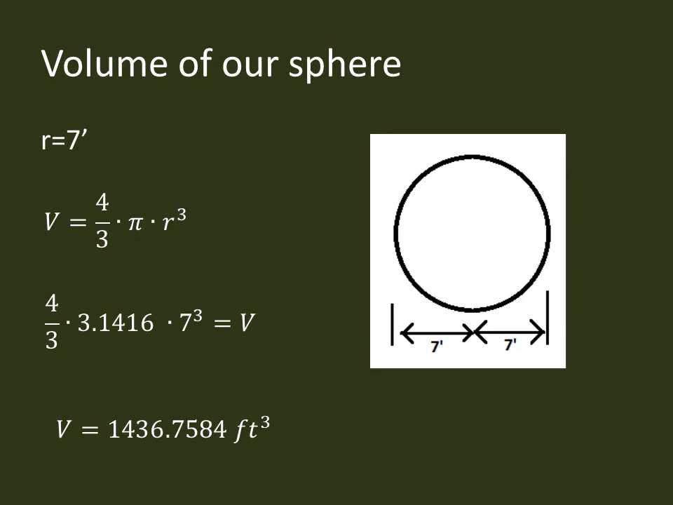Now we're ready to substitute our dimensions into the formula. With a radius of 7 feet, our formula is now 4/3 times 3.1416 times 7 cubed. Multiplying these gives us a volume of 1,436.7584 cubic feet.